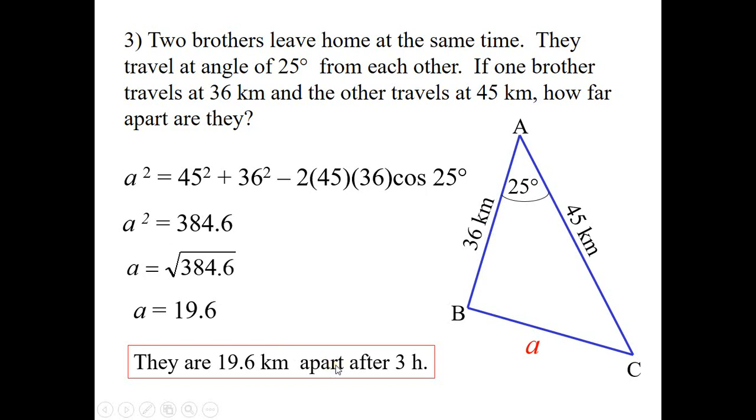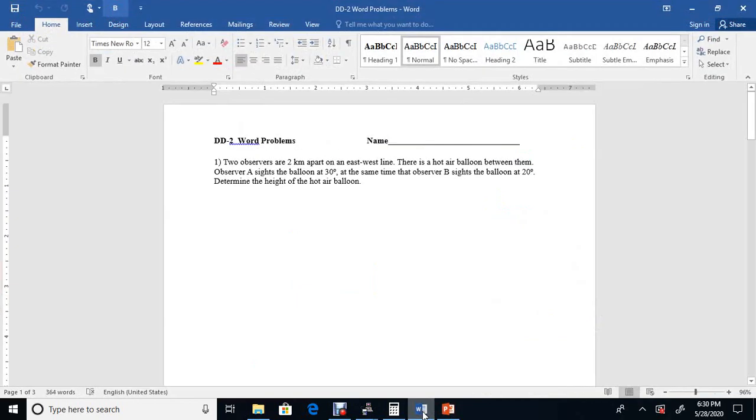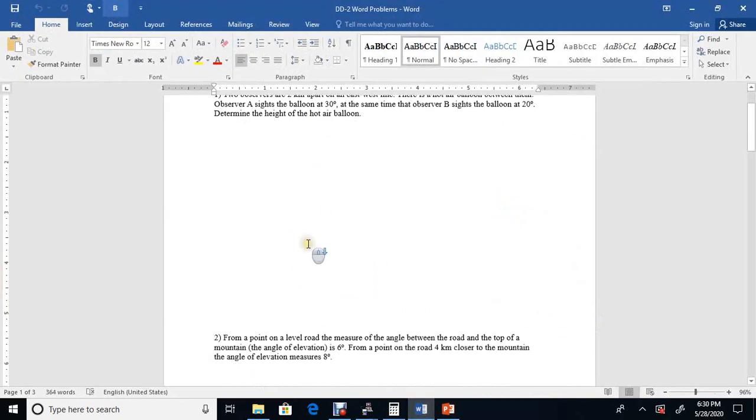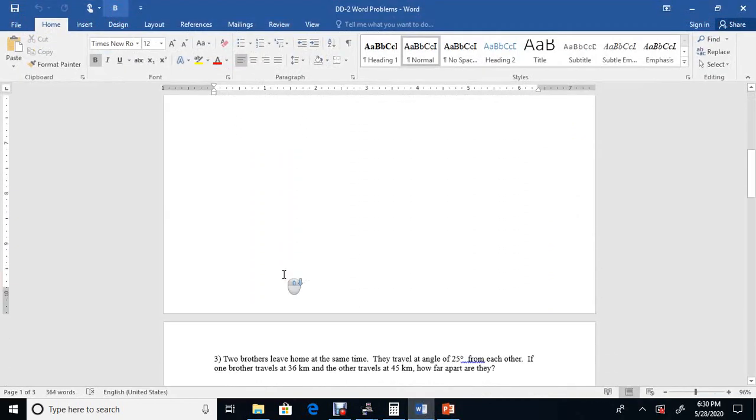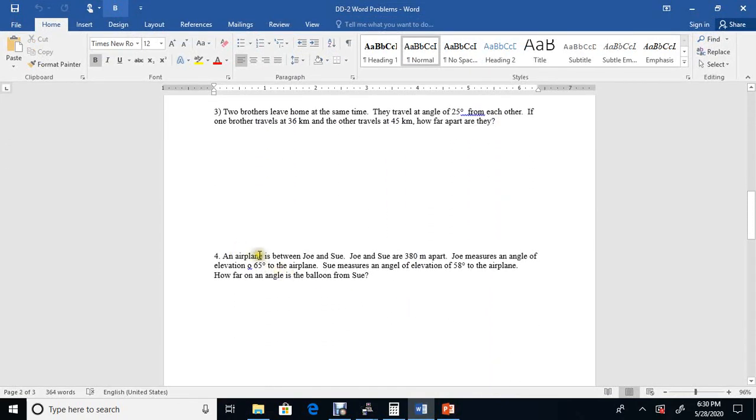Let's take a look at the worksheet. So I'm going to get out of this, and I'll go right to the worksheet. Okay, so we did the first two questions, which are actually quite hard. Okay, the third question of the two brothers, which we did. And then we got an airplane between Joe and Sue. Joe and Sue are 380 meters apart.